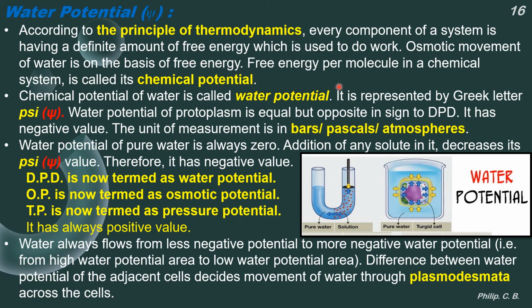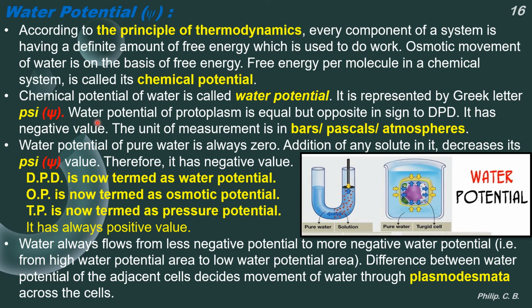That free energy per molecule in a chemical system is called chemical potential. Further, the chemical potential of water is called water potential, and it is represented by the Greek letter psi. You can see the symbol over here, like a trishul.